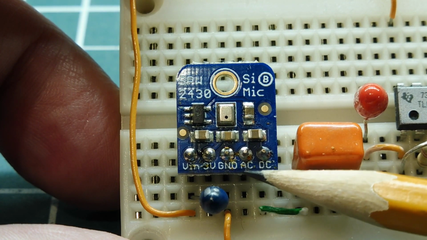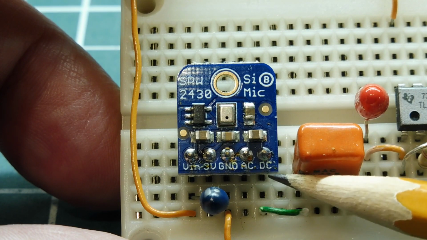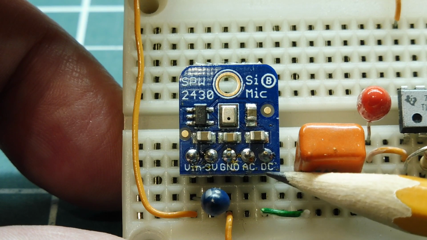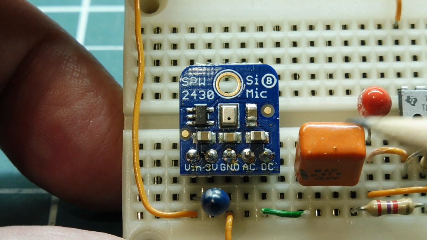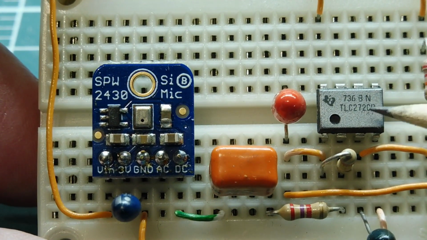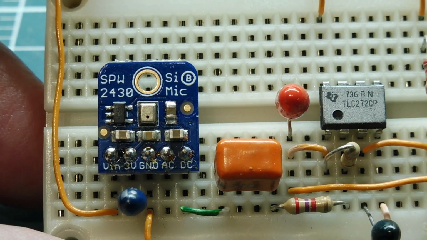AC is AC coupled, so there's an onboard capacitor, so it's capacitor coupled to this pin. And the DC output is direct coupled, so there's a DC bias on the output. So we need our own external capacitor, which I have here, and I have it connected up to my little op-amp amplifier. So we can now amplify the output of this microphone to a usable level.